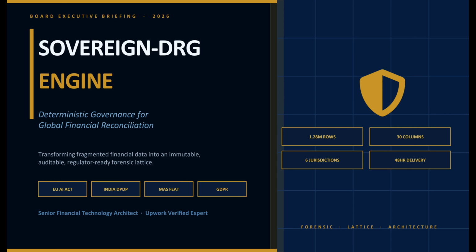What you are seeing is not a data processing tool. It is a deterministic governance engine, built for financial institutions that cannot afford ambiguity in a single transaction. Every column in its output carries a regulatory purpose. Every row carries a cryptographic proof. Every exception triggers an escalation protocol.